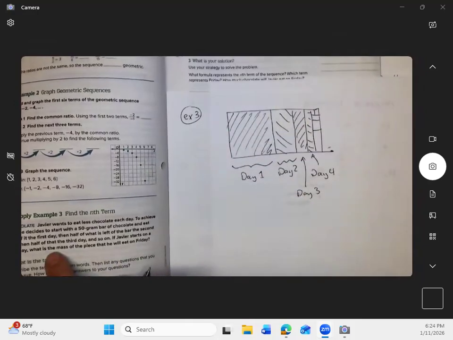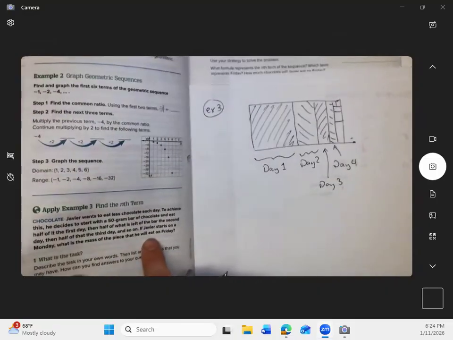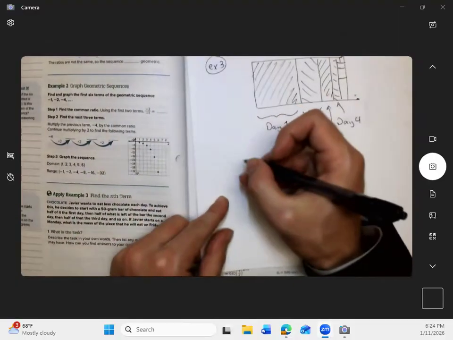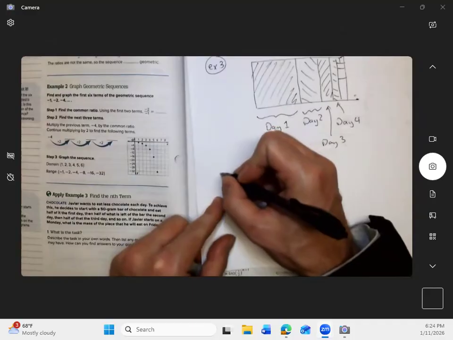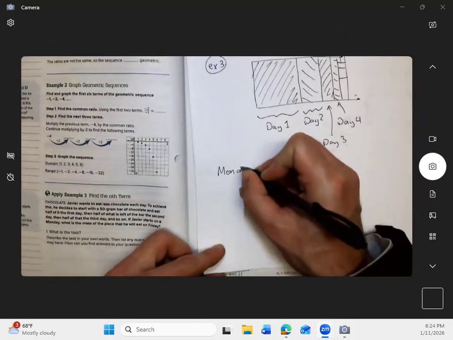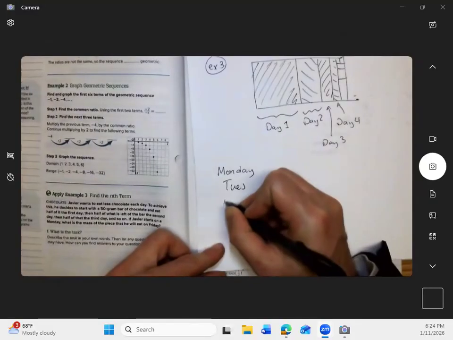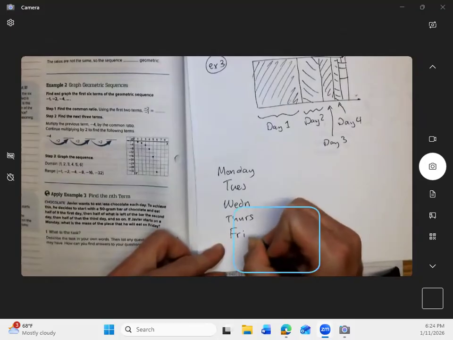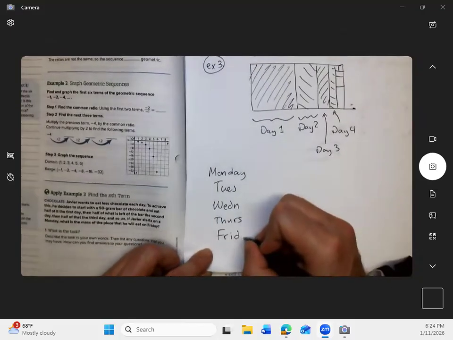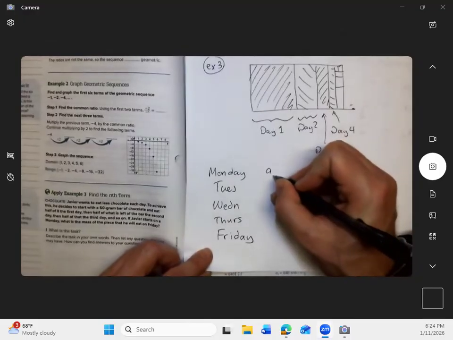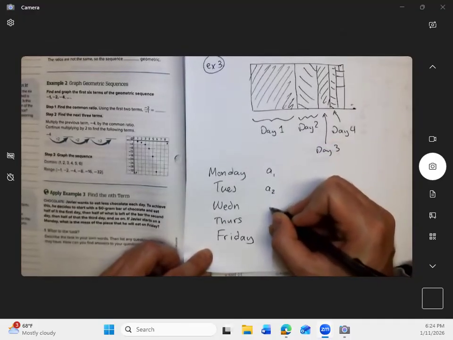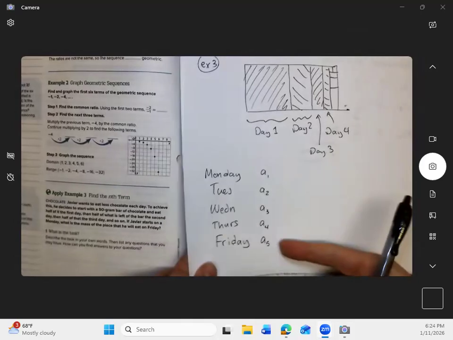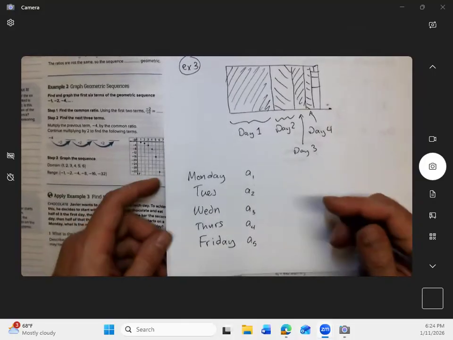Javier starts on Monday. What is the mass of the piece that he will eat on Friday? There we go, Friday. So we could just count day by day, right? So we could do it that way. I'll spell out the days: Monday, Tuesday, Wednesday, Thursday, Friday. I'll call Monday A1, Tuesday A2, Wednesday A3, Thursday A4, and Friday A5, like the fifth term of the sequence, and that would get the answer to us.